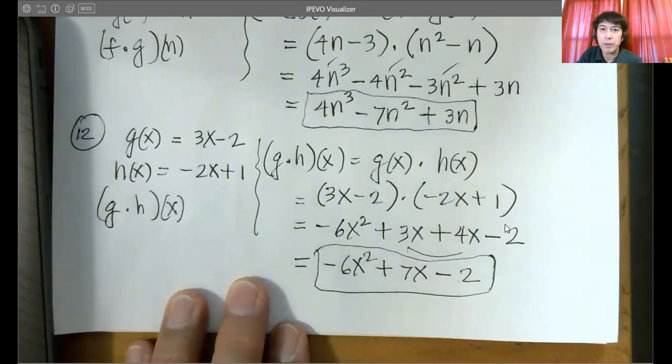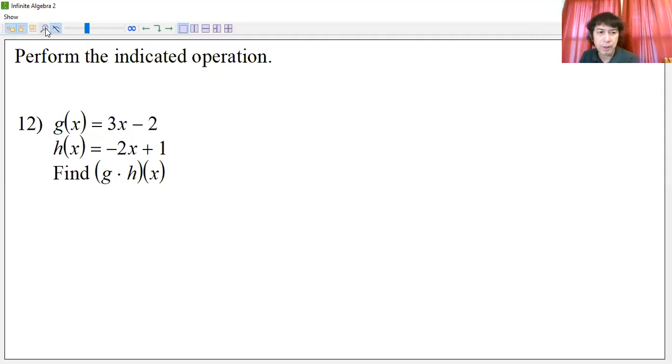Remember our answer. We will see that in the other screen. Negative 6x squared plus 7x. Negative 6x squared plus 7x minus 2. Exactly what we have in our solution. We shall now do the final operation, which is the division.